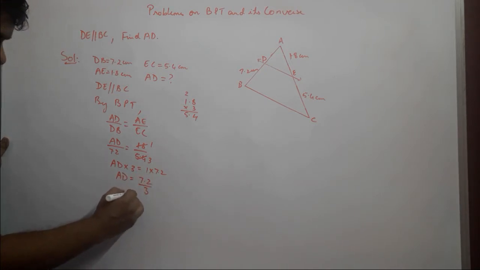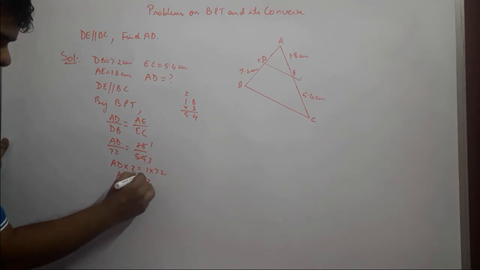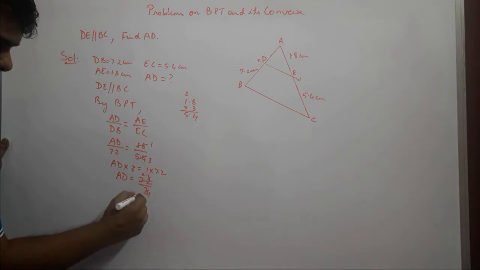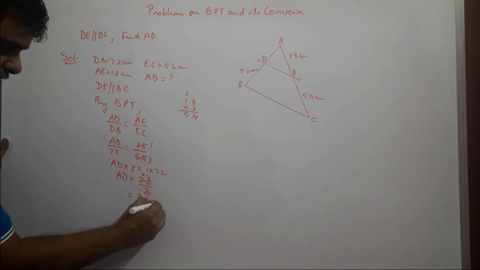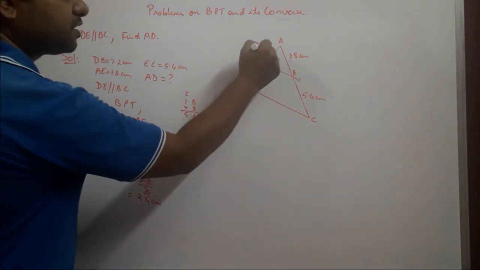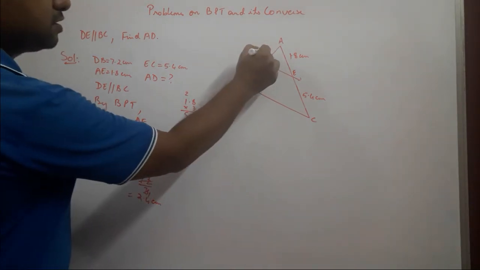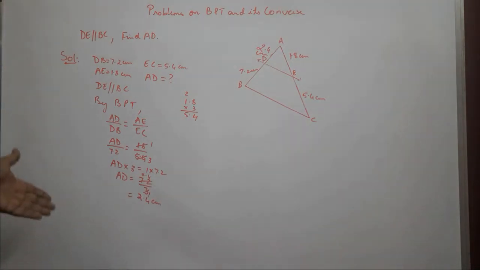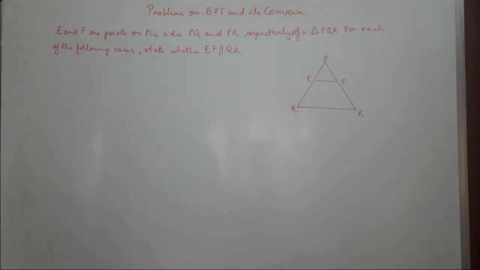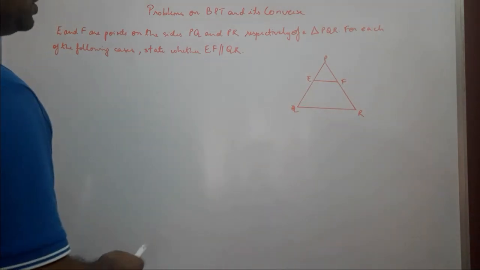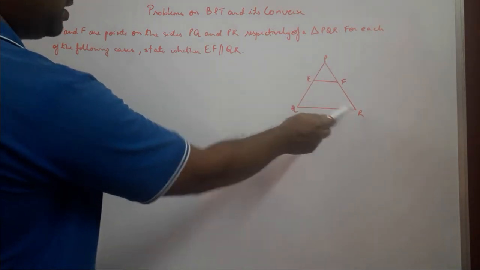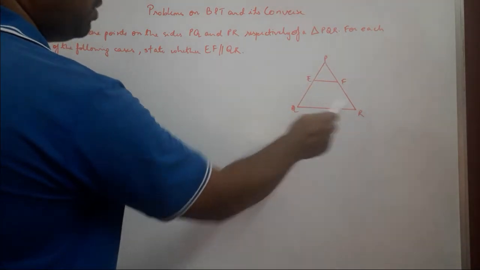This we can divide over here. 3 ones are 3, 3 2s are 6, carry 1.2, that is 3 4s are 12. So we get AD equal to 2.4 centimeters, and we get this once again by using the basic proportionality theorem. Now let's solve another problem. Our question says E and F are points on the sides PQ and PR respectively of triangle PQR.